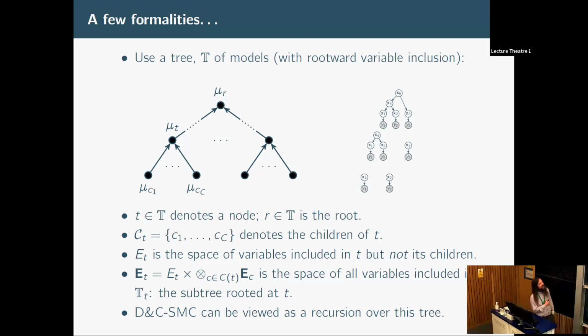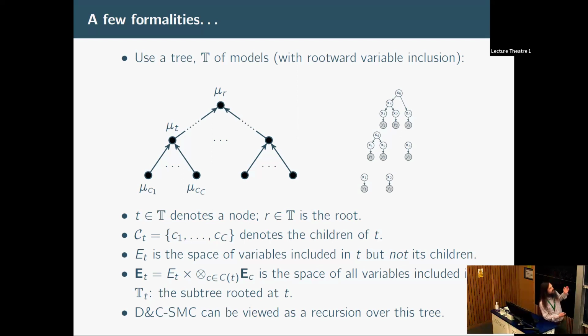Those models may or may not themselves look like trees. The root of this tree of models is your original model, and as you go down, you get simpler and simpler models with fewer and fewer variables. It's useful to have some notation for the children of any node. In practice, if you're doing this, it's likely that you're going to have a binary tree because the cost of implementing this, at least naively, is going to be exponential in the maximum degree of the tree. So probably that's going to be 2. But it's nice to have general statements.